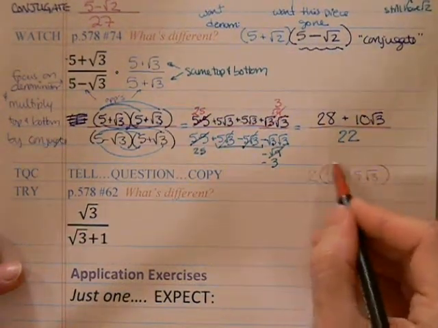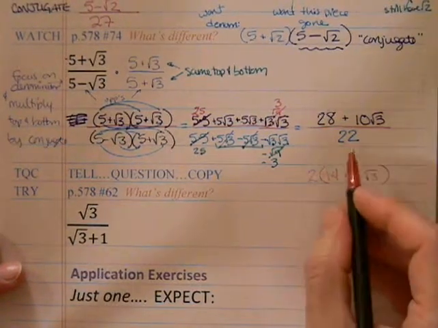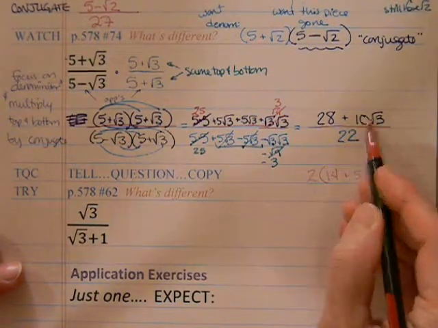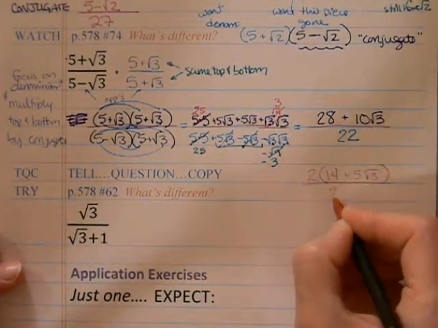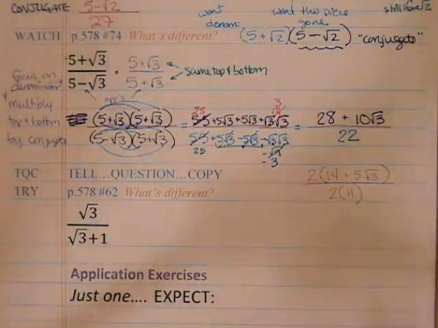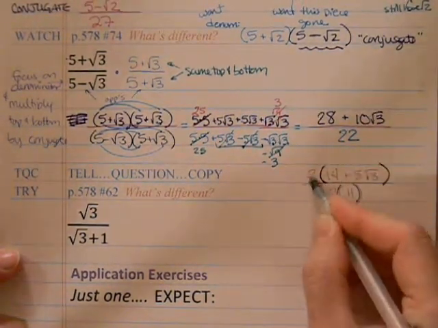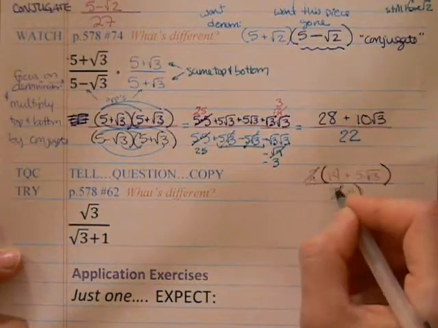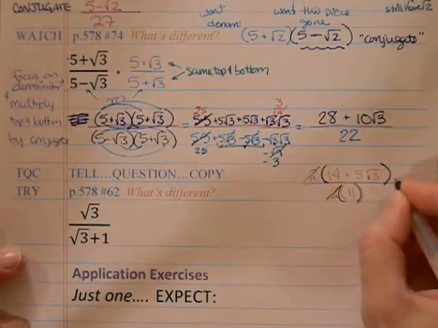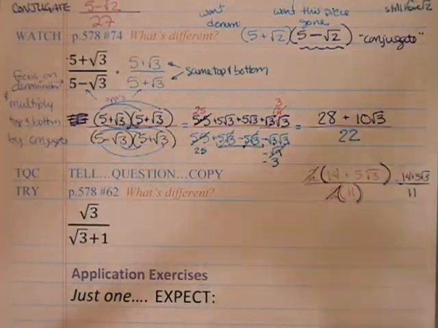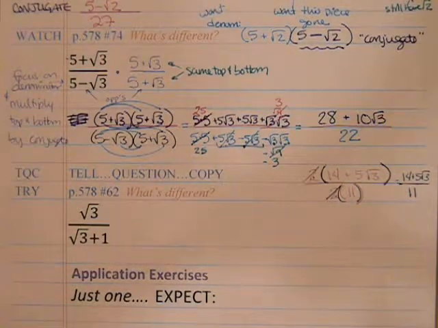Imagine redistributing that 2. Now you've got multiplication here. 2 times 14 is 28. 2 times 5 radical 3 is 2 times 5 is 10 radical 3. On the bottom, 22 is the same as 2 times 11. And now notice these parentheses indicate that we've got multiplication here. And now you've got a matching factor of 2, top and bottom. Those can cancel, and your final answer is going to be 14 plus 5 radical 3, the whole thing over 11.